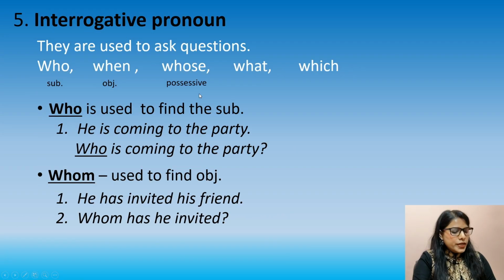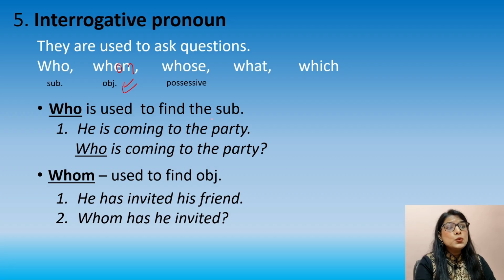The last we have interrogative pronoun. So what is interrogative pronoun? Interrogative words we have who, when, whose, what, which. So we use it for asking the question. So first of all, who we use in subject and whom in object. No, whom, sorry. अच्छा, whom का हम कहाँ use करते हैं? ऑब्जेक्टिव की तरह यूज करते हैं.